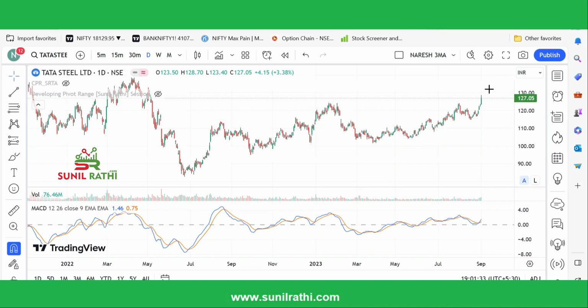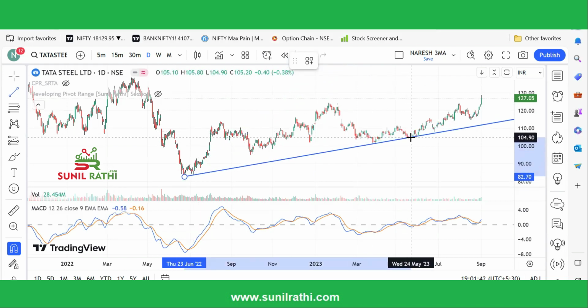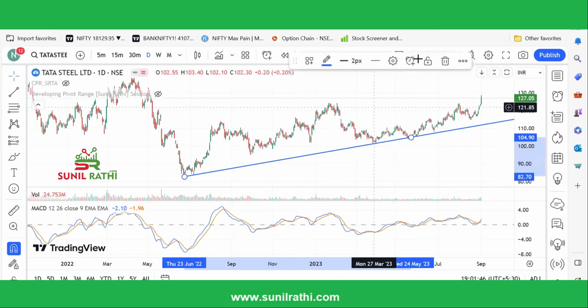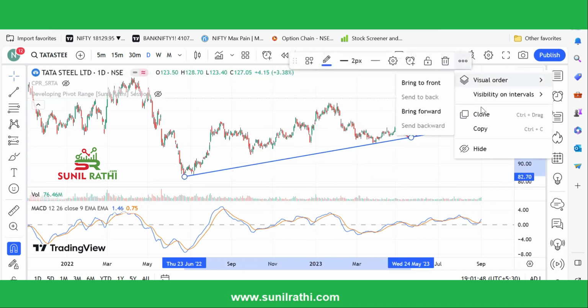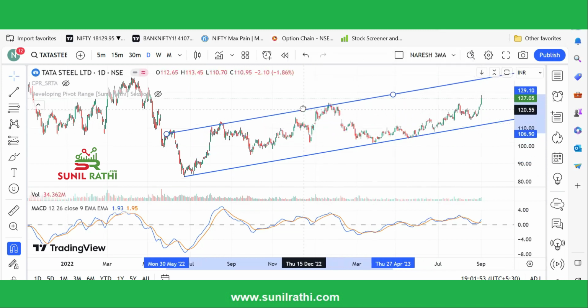So first of all, we will start by plotting a trend line. As you can see, by connecting this low and these lows, I have drawn a trend line. After plotting this trend line, I can plot another line which is parallel to this, and this is the right way to plot channels on the chart.